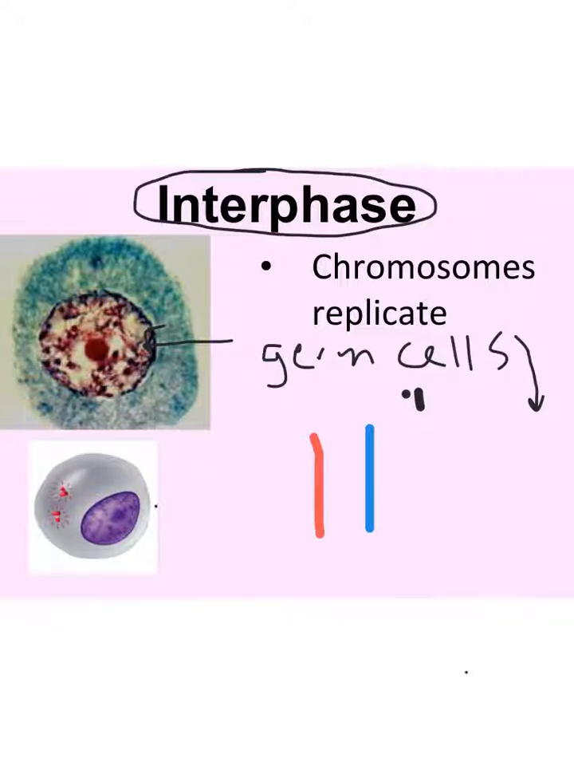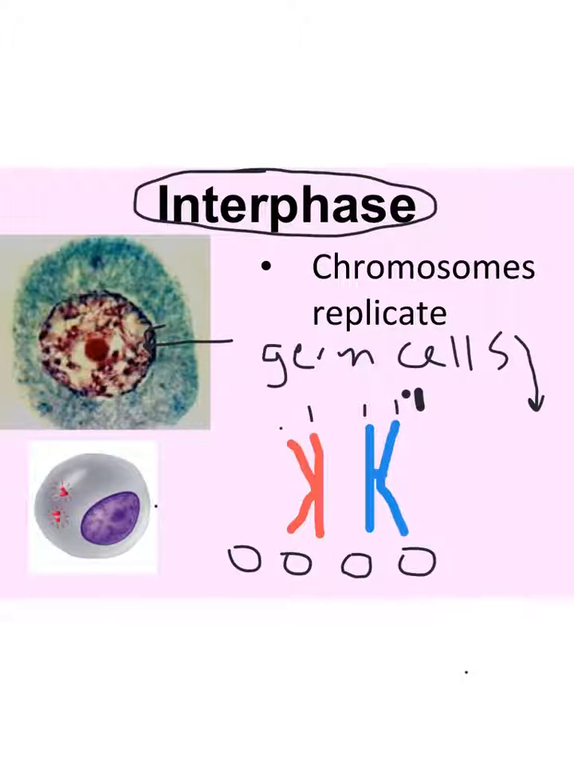Now, in interphase, we remember both of these chromosomes need to make an exact copy of themselves. So that blue one from dad makes an exact copy of itself. They're now sister chromatids, attached at the centromere. The one from mom also makes an exact copy of itself. So now we still have two chromosomes there, but we have four sister chromatids. And remember, we're going to make four gametes or sex cells.